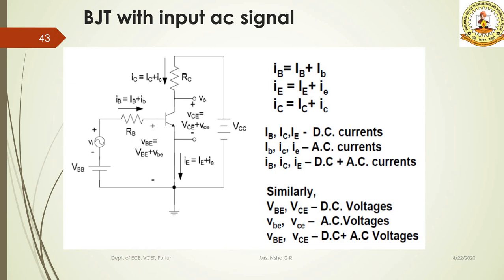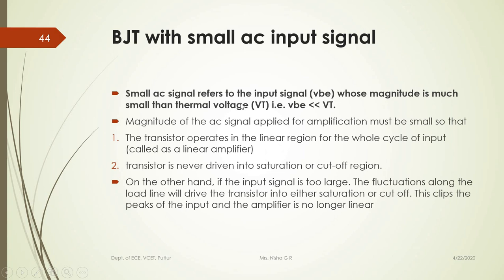Okay, so next is BJT with small AC input signal. So what is a small AC signal? Small AC signal refers to the input signal vbe, that is an AC component, an AC signal whose magnitude is much smaller than the thermal voltage. So what is this thermal voltage?